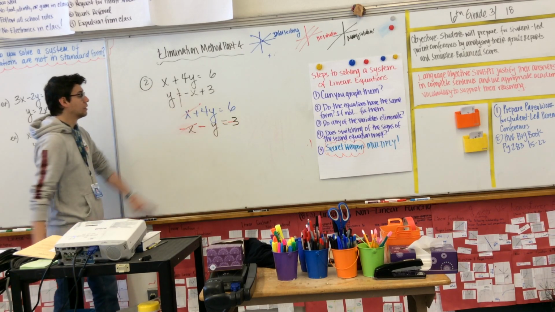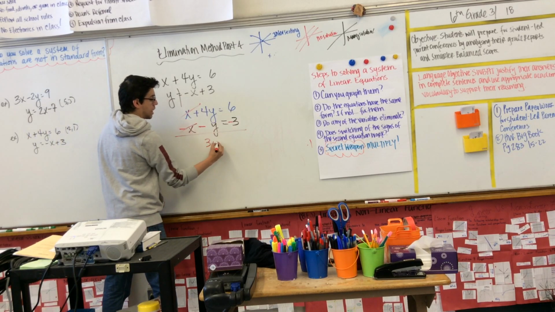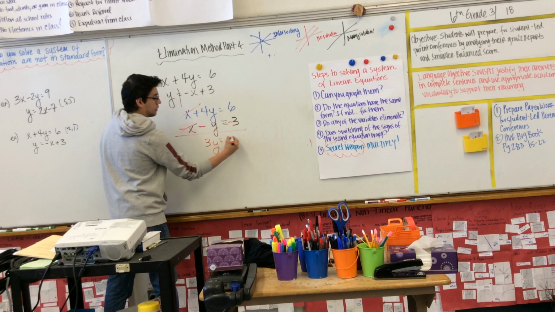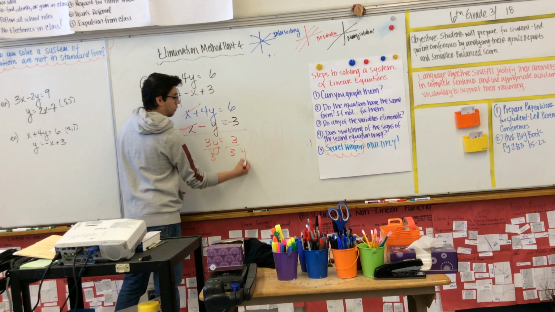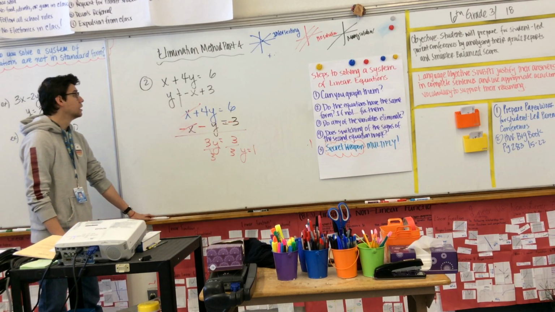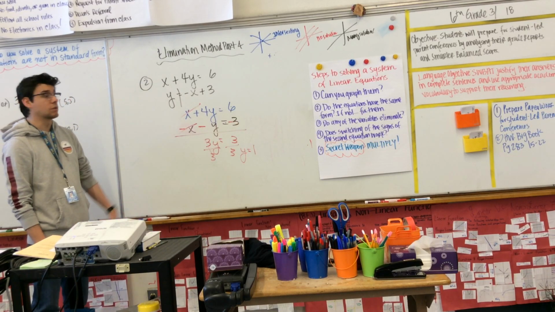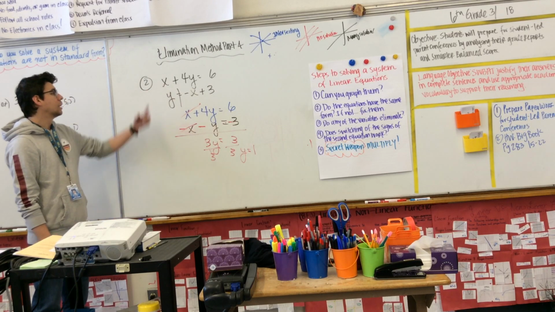Cancel. Cancel. 4y minus y. Hopefully you said 3y. 6 minus 3. 3. Divided by 3. Divided by 3. y equals 1. Wow, this is easy. Go to your original equations. Which one do you want, the top one or the bottom one? It doesn't matter. I'm going to choose the top one.